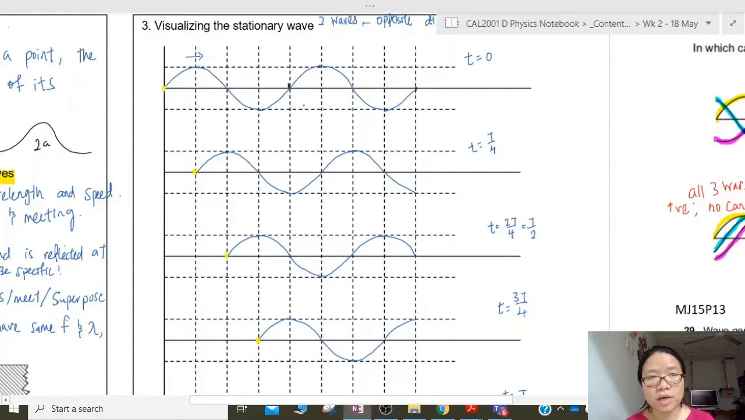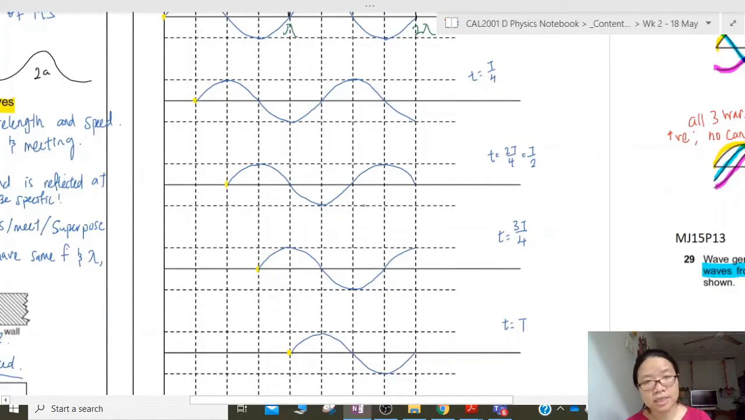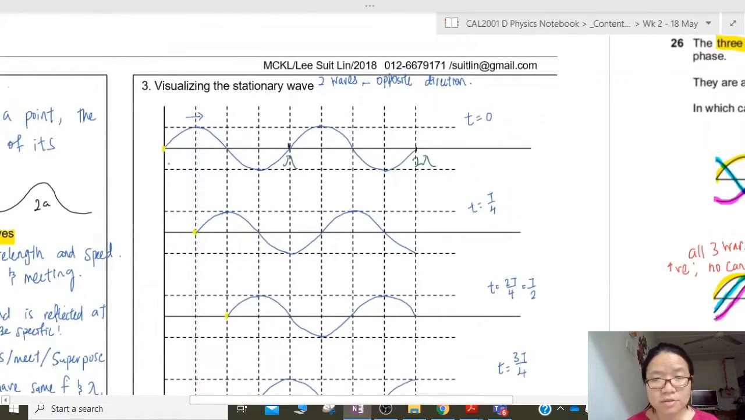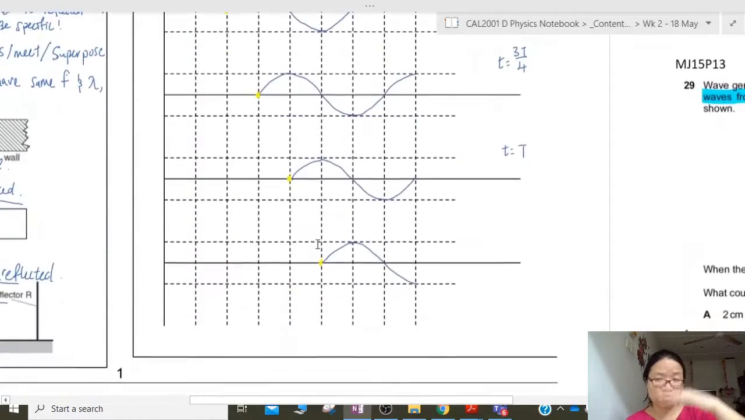The reason why I noticed I labeled wrong is because I want to point out to you that when the time is exactly 1T, the yellow dot is a reference point, not a wave particle. Once again, the wave particle only moves up and down. It doesn't travel together with the wavefront. So the reference point, or the wave profile, has traveled 1 lambda distance after a period T.